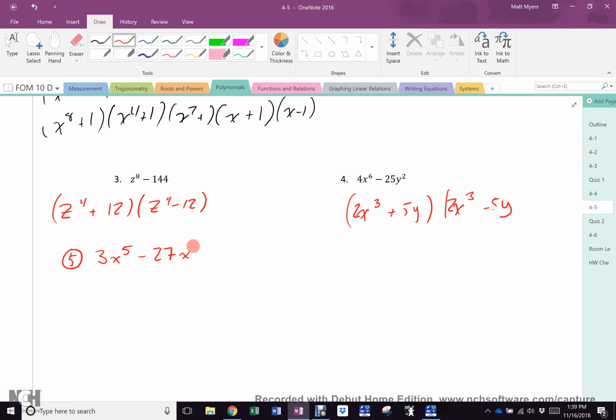Harveer, you got something to say? Joseph. Josh, you got something to say? Couldn't I divide them all by 3x? And what would I get? 3x, x to the 4th minus 9. What do I do there? X squared plus 3, x squared minus 3. Can I continue? Why not? 3 is not a perfect square.